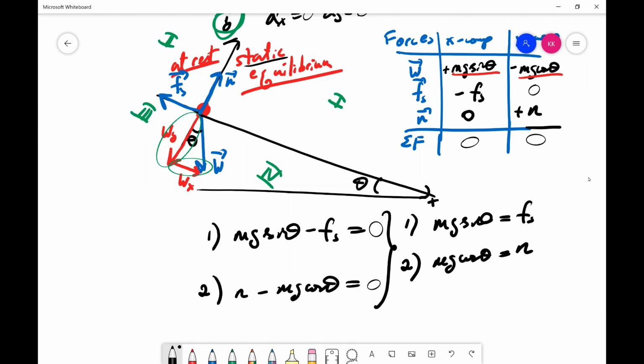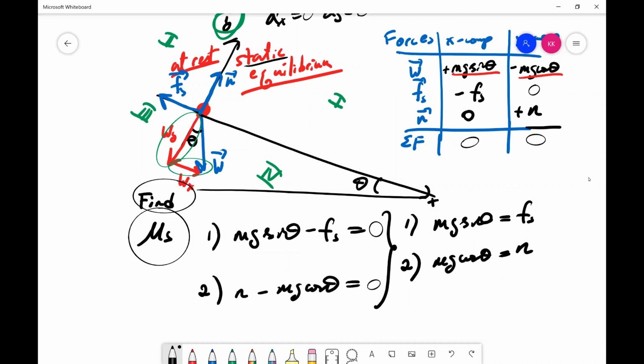Now, for example, I can use this equation to find a number of things, because this relates several things. This relates the angle theta to the static friction, to the normal force and all of those things. But for example, what we're going to do here is use this condition, the static equilibrium in our experiment, to find the coefficient of static friction. So we're going to try to find this guy.